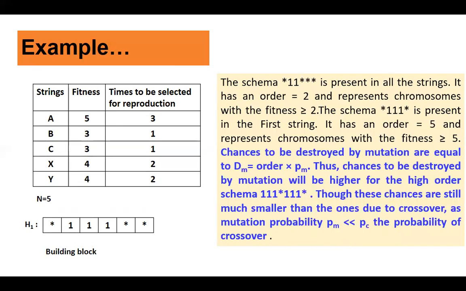Fine. Now, what we are trying to say is that the chances to be destroyed by mutation are equal to DM, which is nothing but the order multiplied by the probability of mutation. Thus, chances to be destroyed by mutation will be higher for the higher order schema, though these chances are still much smaller than those due to crossover. Why? As the mutation probability is quite less as compared to the probability of crossover.